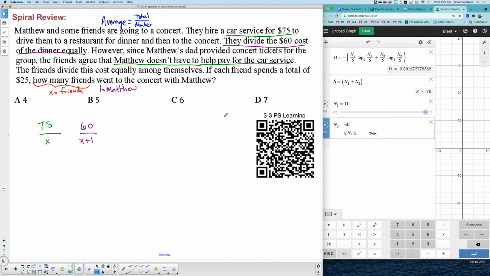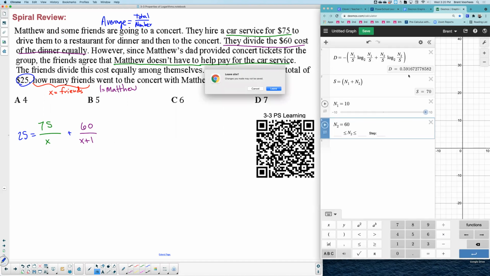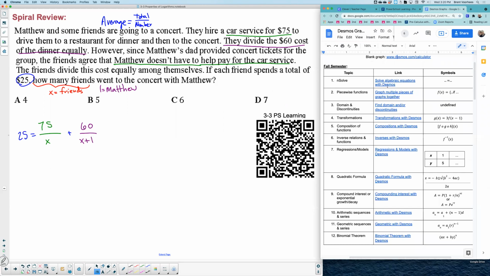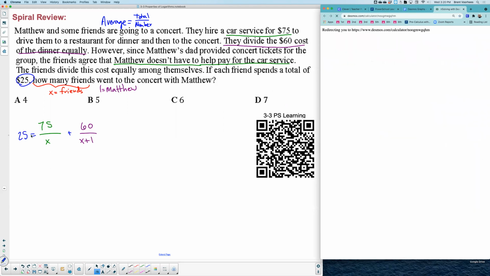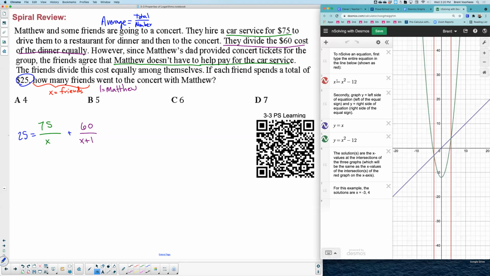Now finally, if each friend spends a total of $25, so they all together on average spent 25 bucks. That goes on its own. And so these costs would be added together to give us an average of 25. If we solve this, we should get our answer. We could use the Insolve calculator. So let me close that one off. I'm going to go to Insolve, and we can solve this to get our solution here.